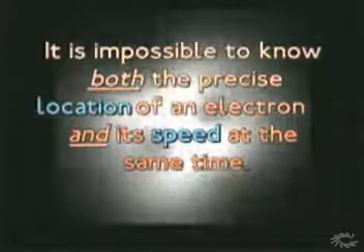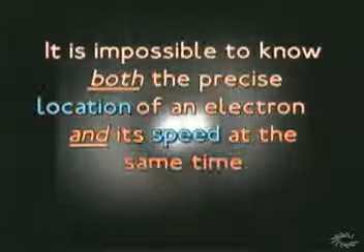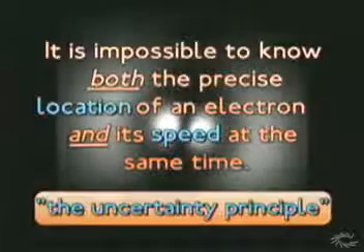Experiments have proven that it is impossible to know both the precise location of an electron and its speed at the same time. This is known as the uncertainty principle.